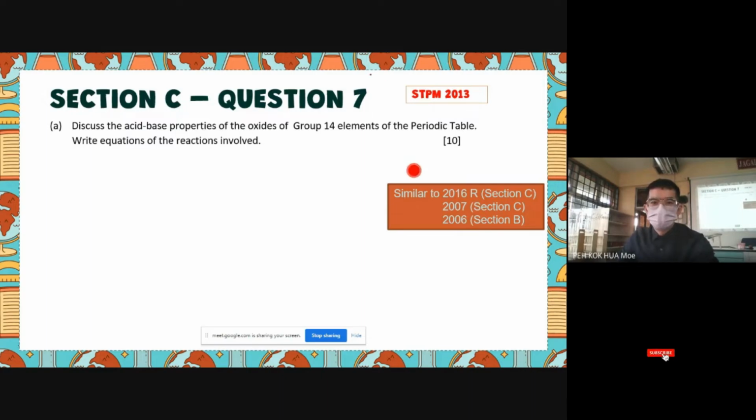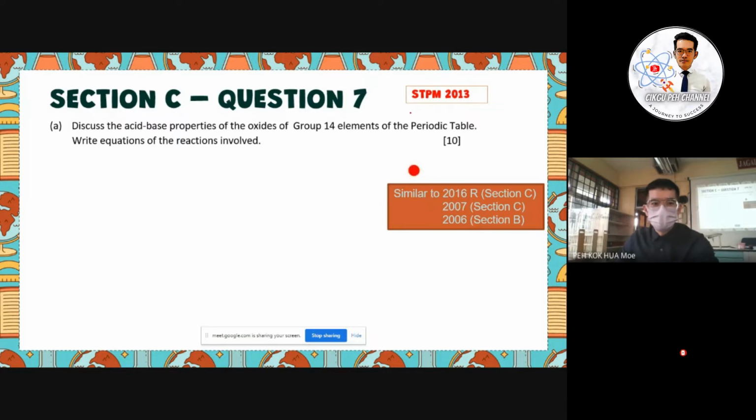Look at question number 7. This is the question from 2013. Discuss the acid-base properties of the oxides of the group 14 elements of the periodic table. Write equations of the reactions involved. Here you can see a similar question which also asks about the acid-base property.